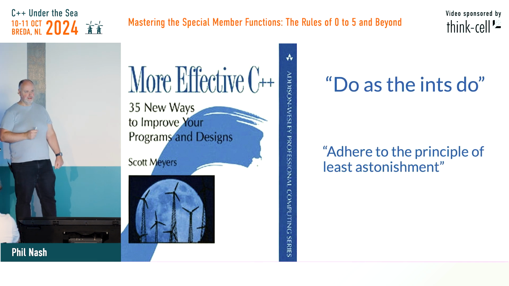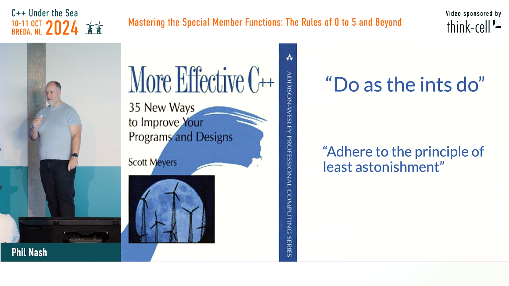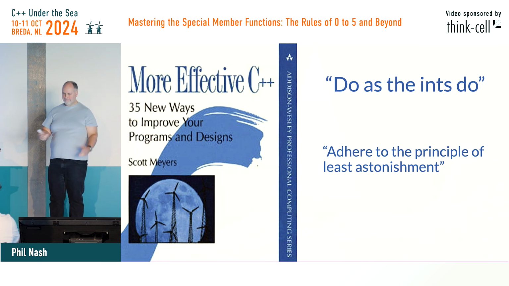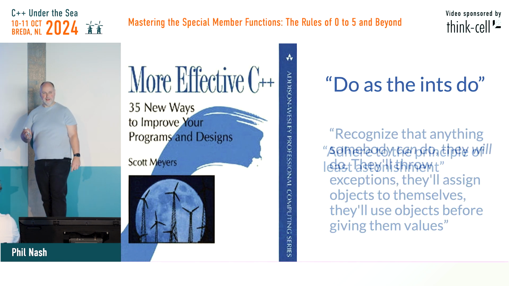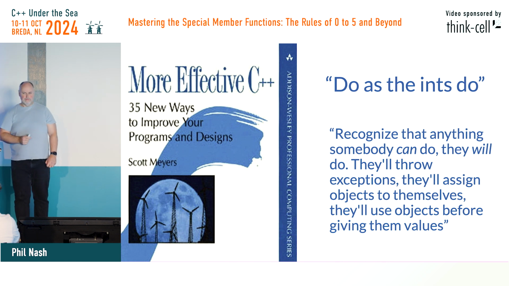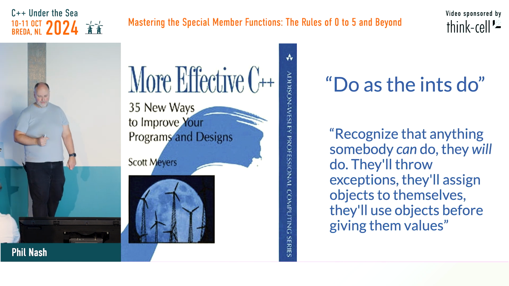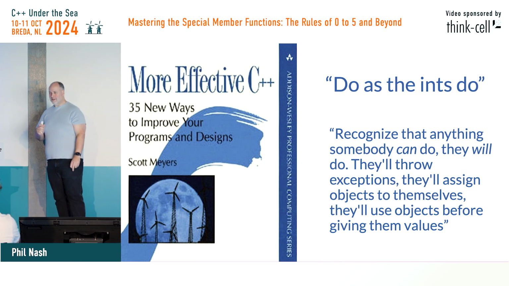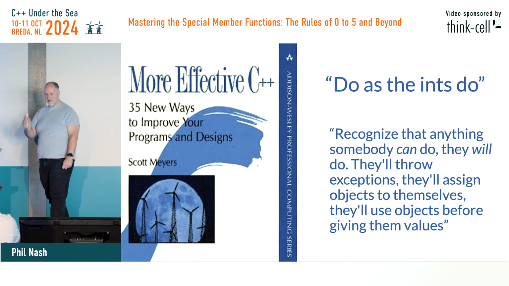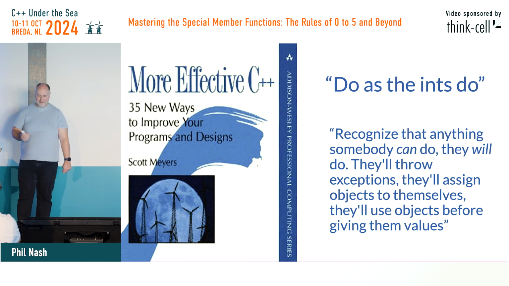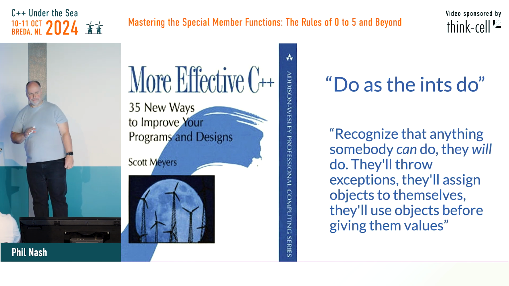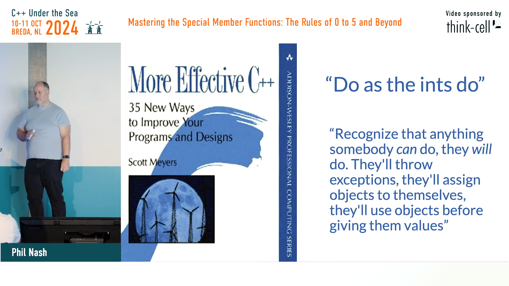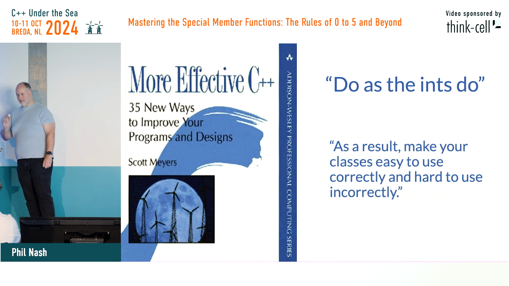One of them, which I think is really important: adhere to the principle of least astonishment. So, another way of saying no surprises. This is what we want. Sounds boring, but it's great. Maybe a little bit more concrete: recognize that anything somebody can do, they will do. They'll throw exceptions. They'll assign objects to themselves. They'll use objects before giving them values. I think he said a few other things as well, but these ones are particularly relevant to what we're going to be talking about. These things all matter, and they're all things we easily forget. So keep that in mind.